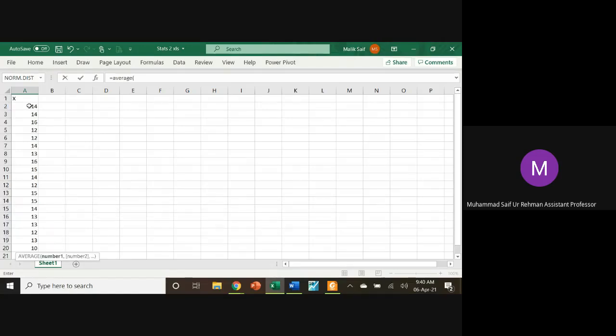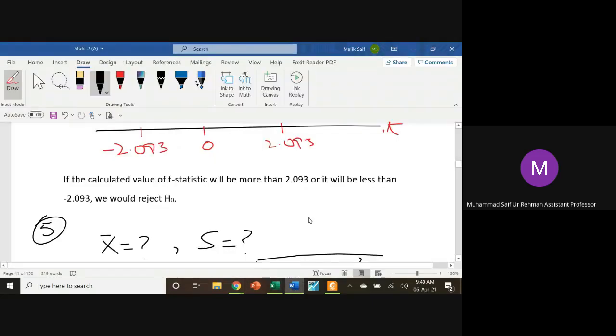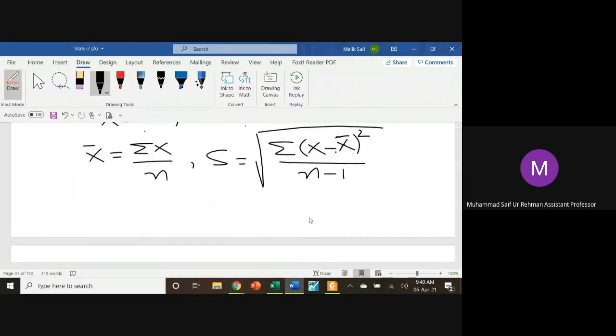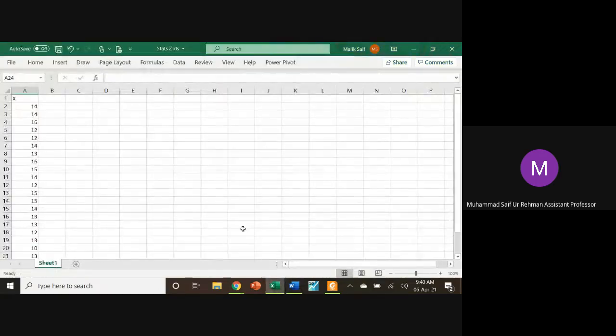Average of what? Average of these values. Enter. The value is 13.5. So on adding, you will have 13.5, adding and dividing by 20. Then I am interested in finding out S. So how will I find S?